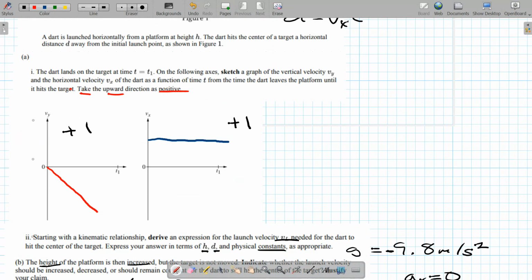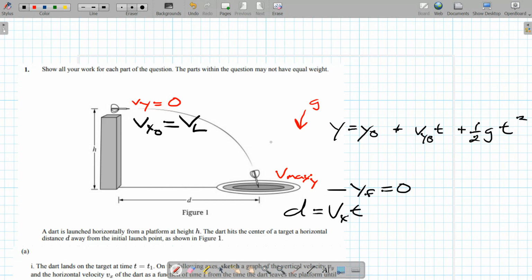Okay, so let me go over it from the beginning real quick without doing all the work. So you're given this. I'm just going to go through and point out a couple of things. Basically, this dart is launched at a velocity going this way. We call that the launch velocity, VL. But because we're launching it parallel to the ground, that is the initial velocity in the x direction. So this is v sub x 0.